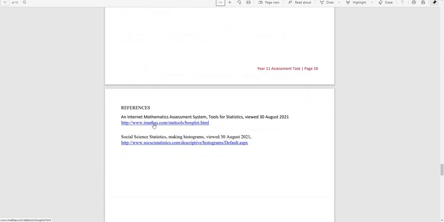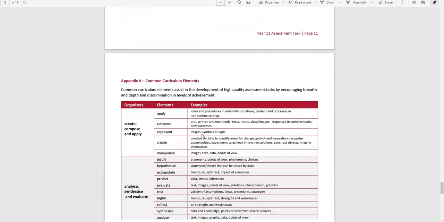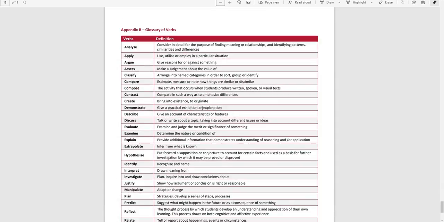Here are some links that I used. So here's my link for my box plot and histograms, which I didn't use, but it's not a bad thing to use. So that's the assignment and your normal appendices at the end.